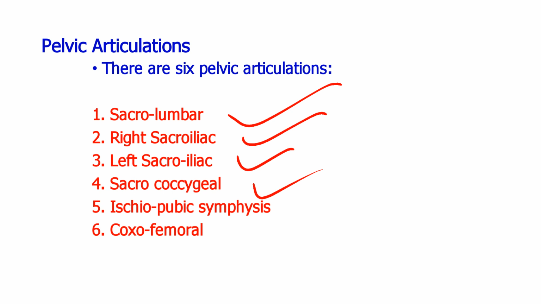Ischiopubic symphysis, where the ischium and pubic bones fuse together. There is also an articulation present there. Coxofemoral, the hip joint articulation, that is called coxofemoral articulation also.